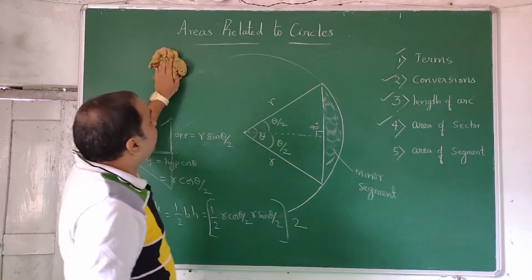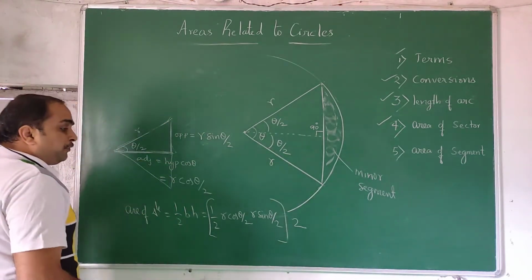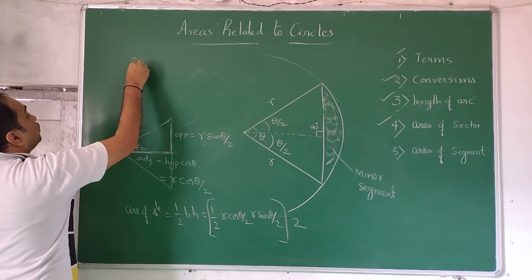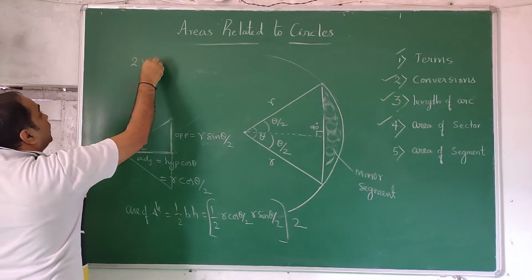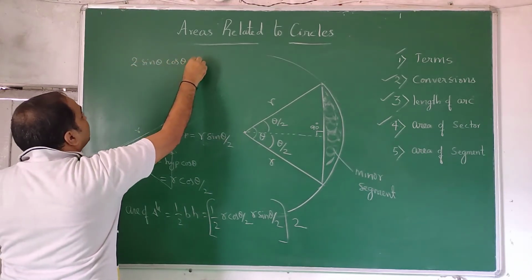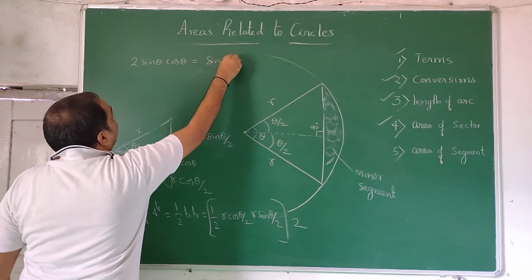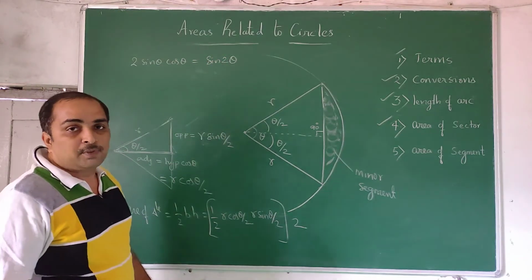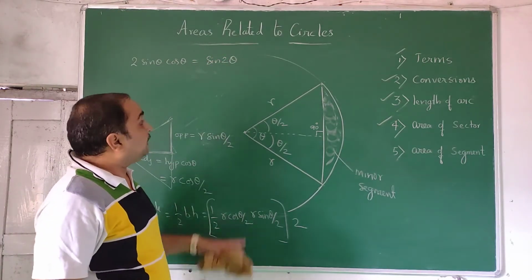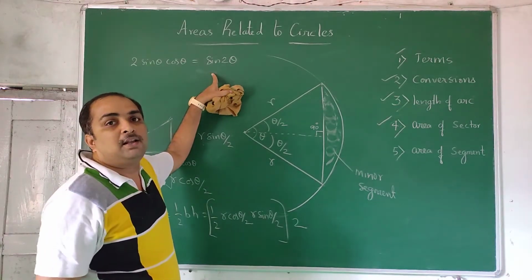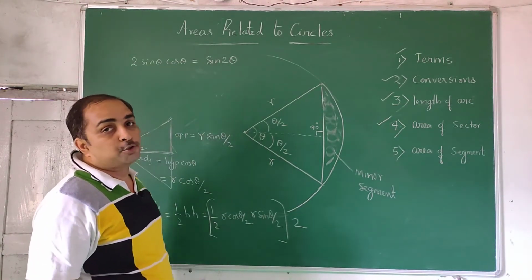There is another formula in trigonometry which is helpful if you know it. 2 sine theta cos theta is equal to sine 2 theta. This comes in intermediate trigonometry. But if you can learn one formula, a lot of headaches will get reduced.